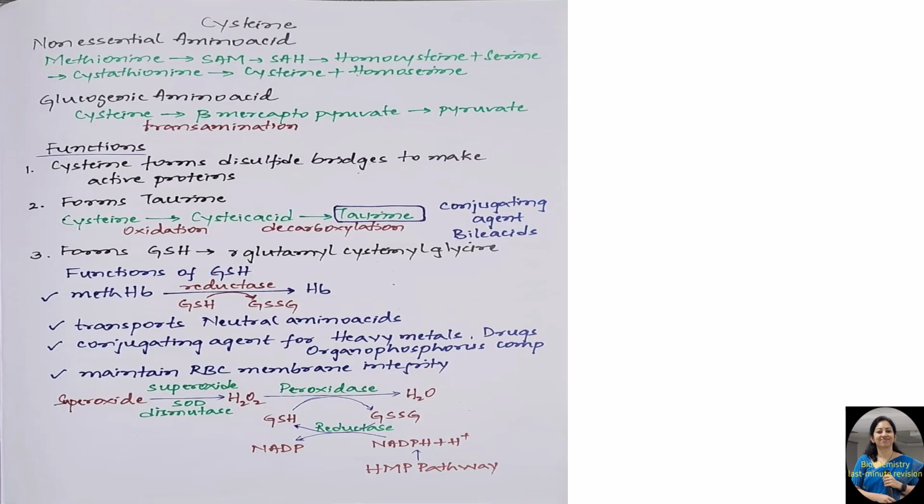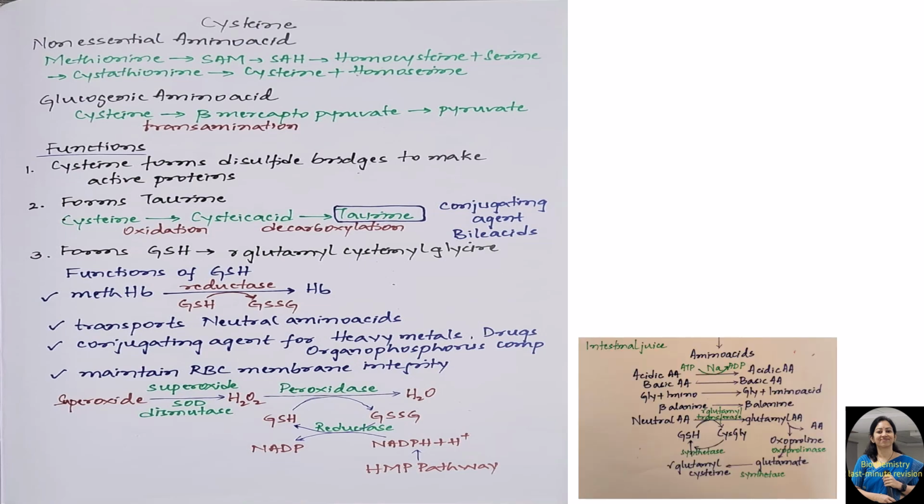Coming to functions of glutathione. Glutathione is involved in conversion of methemoglobin to hemoglobin. Methemoglobin is a state where iron is present in oxidized form, that is ferric form. Ferric form is reduced to ferrous form with the help of glutathione reductase enzyme, so that hemoglobin gets its oxygen carrying capacity back. The next important function, it is involved in transportation of neutral amino acids through Meister cycle.